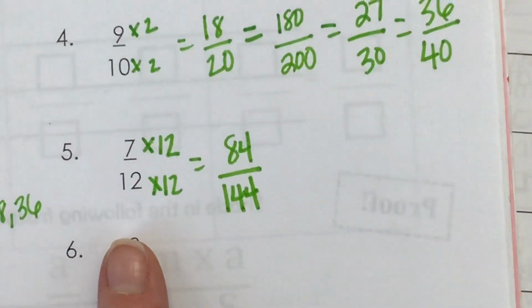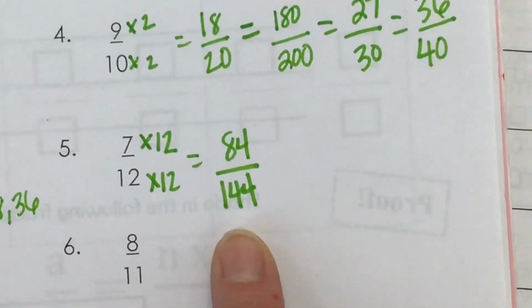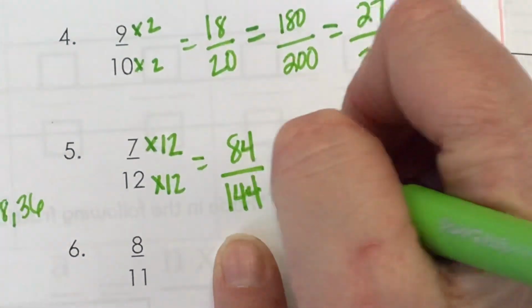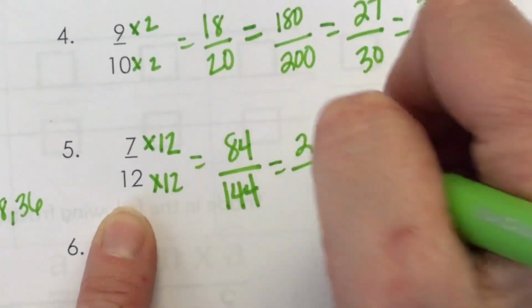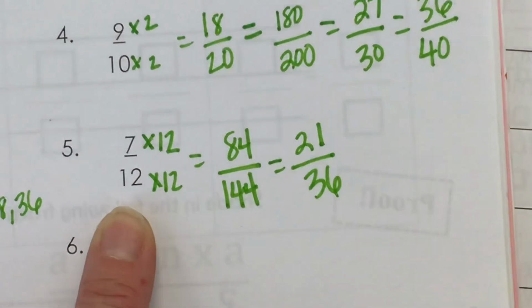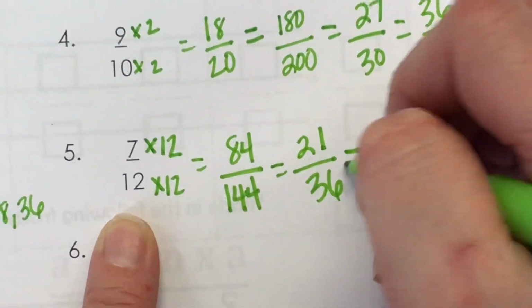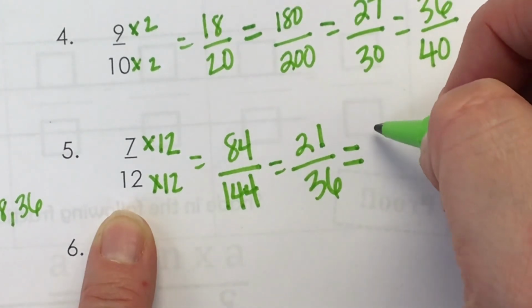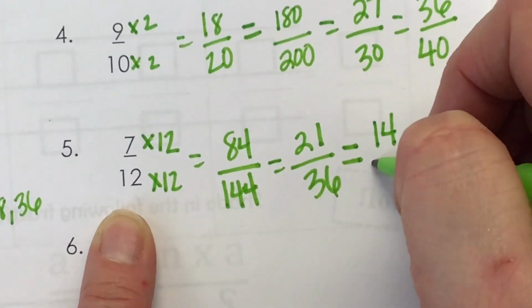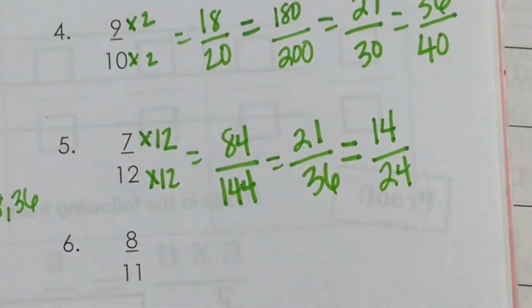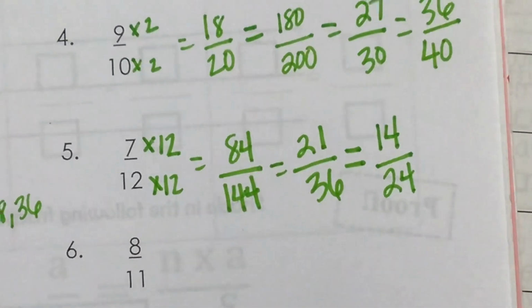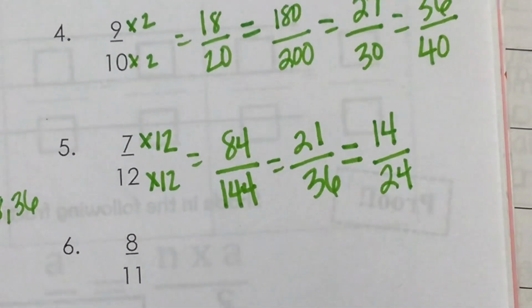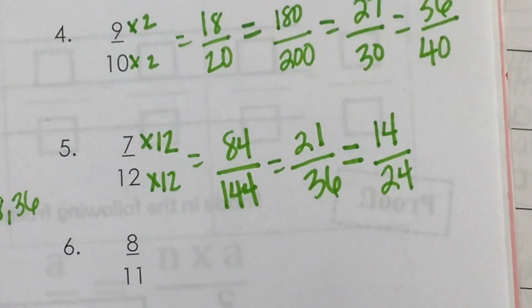Give me another one, Avi. Okay, 7 times 3 is 21. 12 times 3 is 36. Henry, give me another one. Good. 7 times 2 is 14. 12 times 2 is 24. Okay? I would pick things that are easy to multiply so you don't make a silly error.